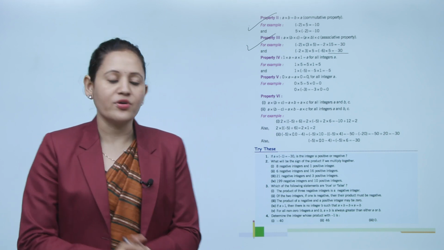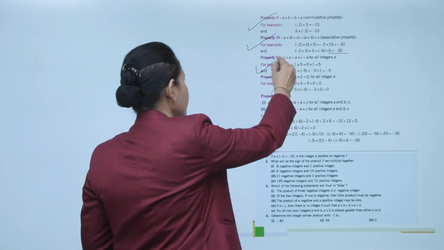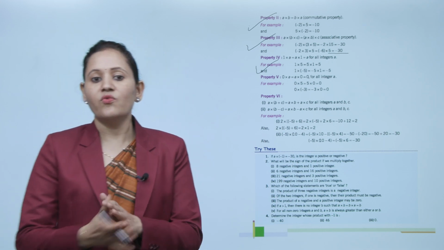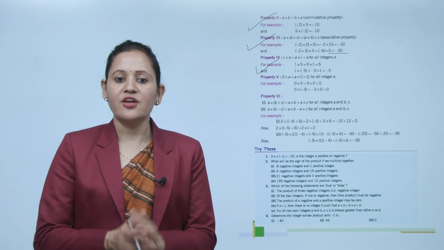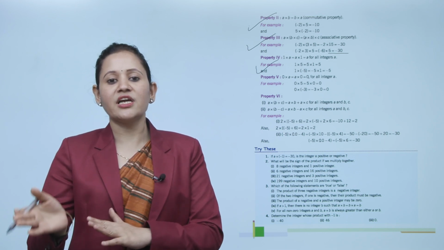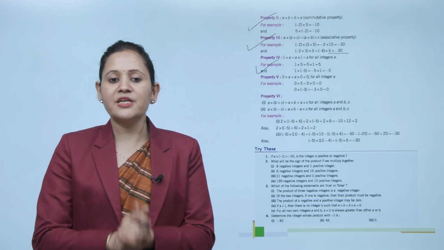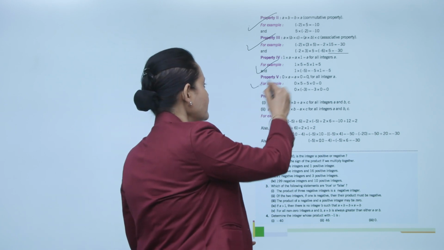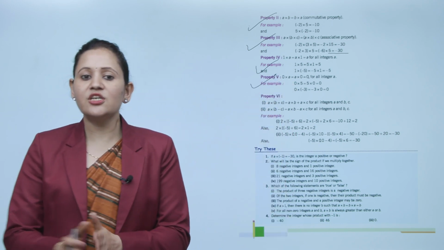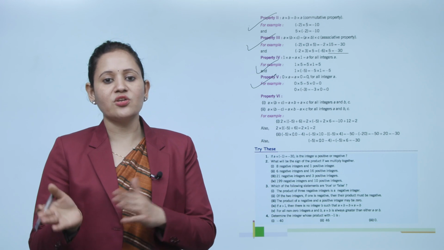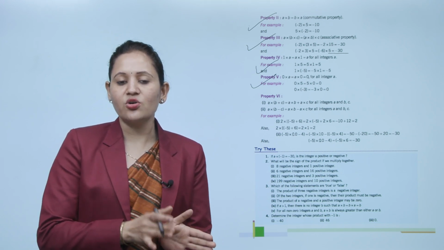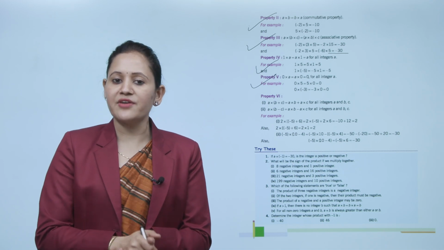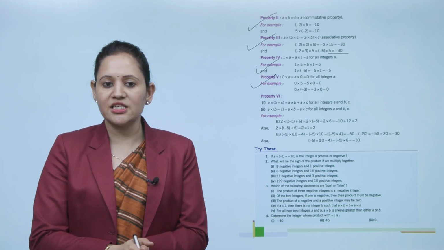Next is property 4: 1 into a equals a into 1 equals a for all integers a. 1 into 5 is 5 into 1, that is equal to 5. Property 5: 0 into a equals a into 0 equals 0 for all integers. If we multiply any integer with 0, the product will be 0. 0 into 5 equals 5 into 0, that is 0.